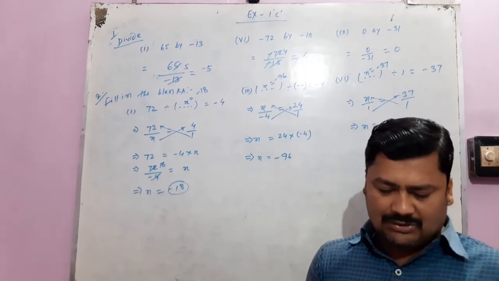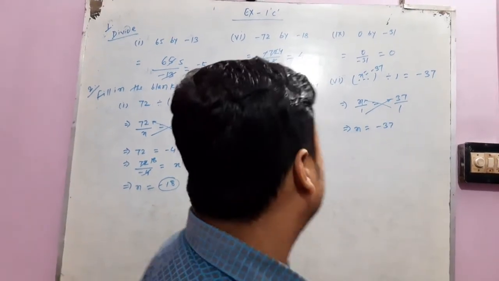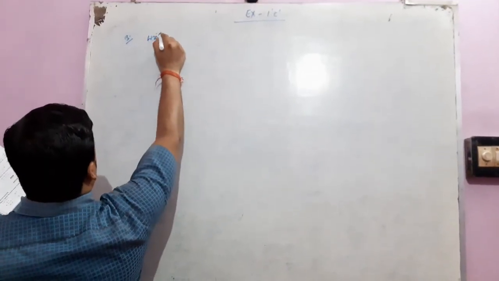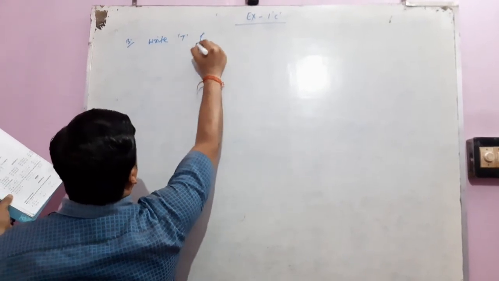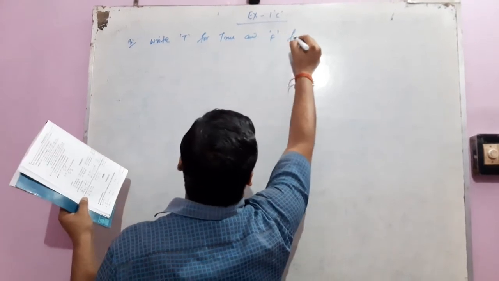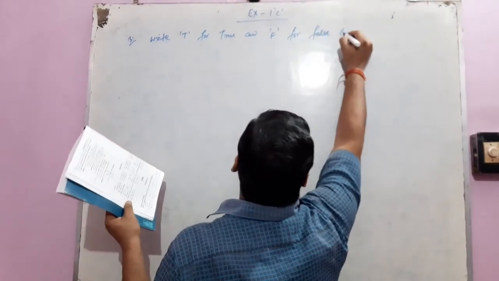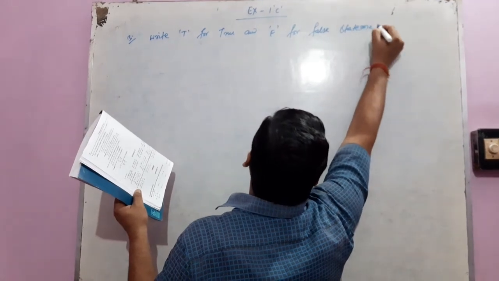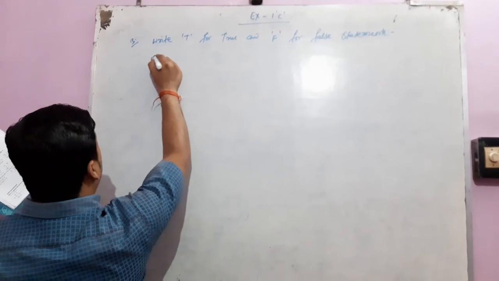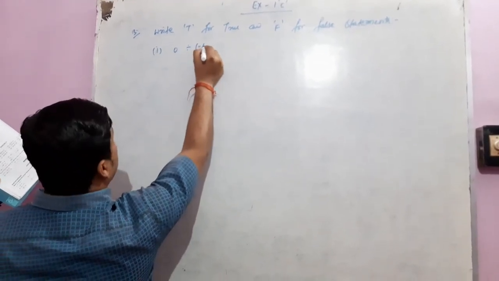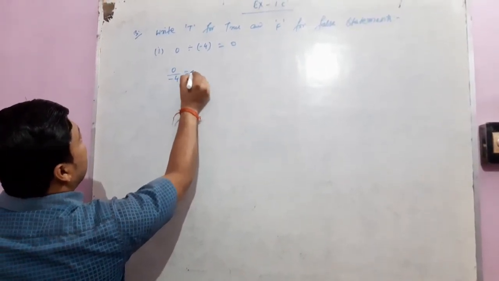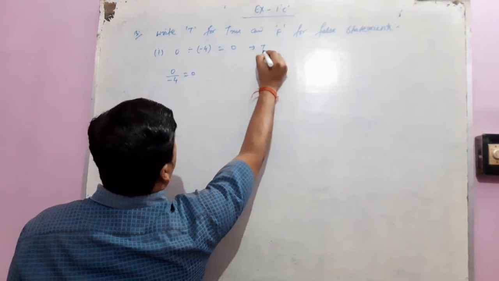Now we have to look at question number 3. In question number 3, write T for true and F for false statements. Now look at the first question here. 0 divided by minus 4 equals 0. Yes, when 0 is divided by minus 4, the result will be 0. So it is a true statement.